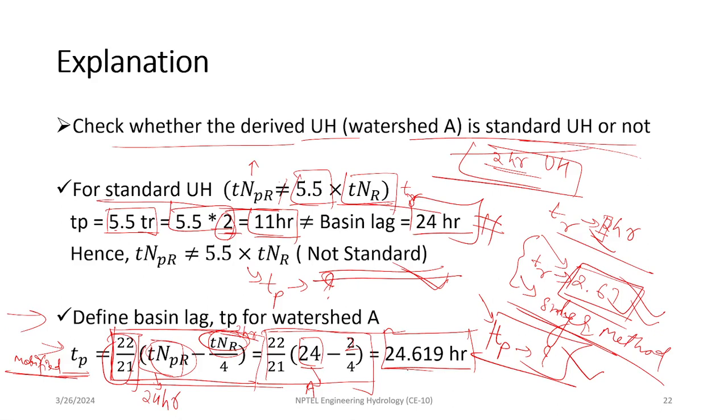I can't say base time because it is an entire width. But if we are talking about the TP, then definitely it is a time to reach the peak. Up to the peak value it is representing a time. So now you can see that this value is getting somewhat more than 24 hours. So this is the modified basin lag for watershed A.